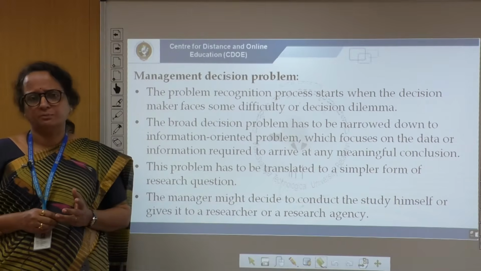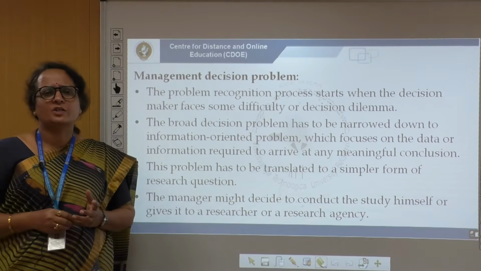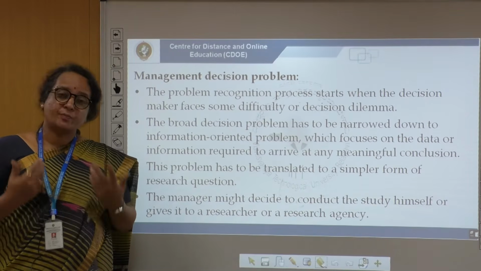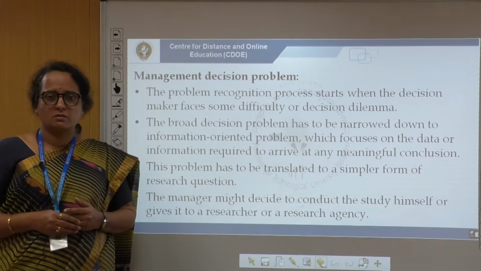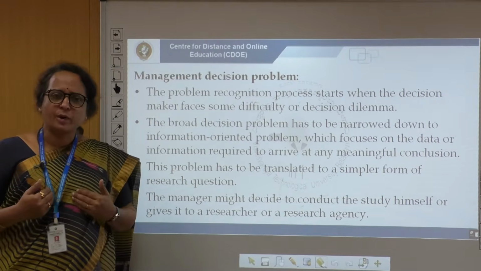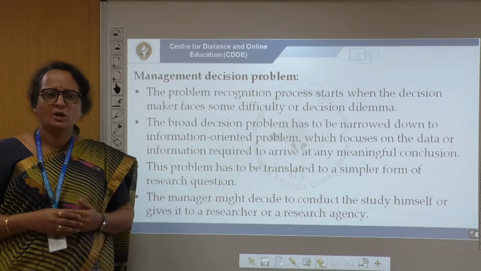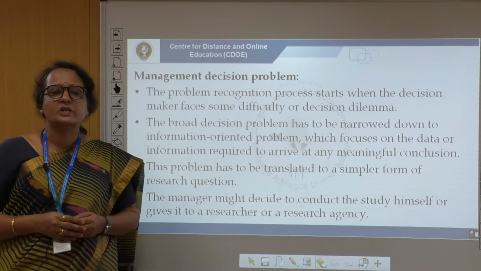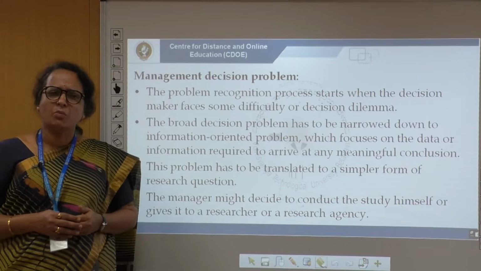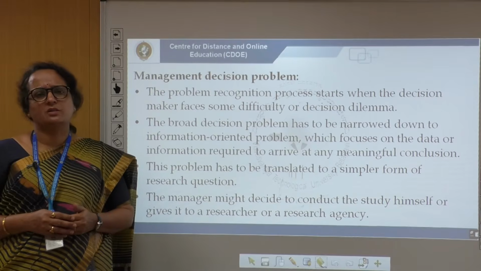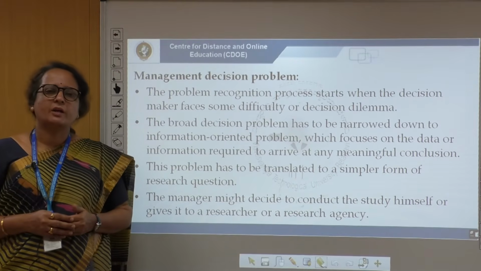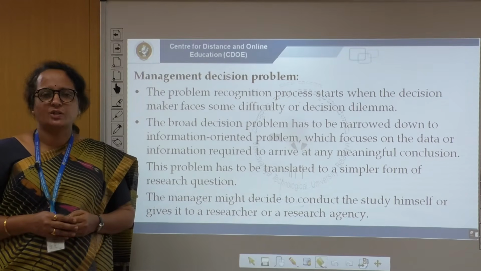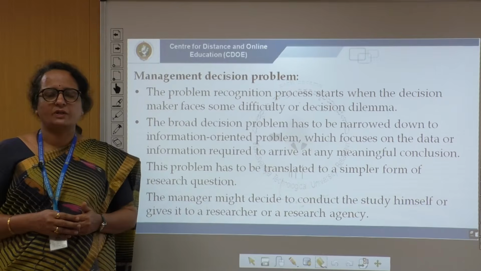If the problem is a simple one, with mere information collection from within the organization, and he is able to solve that problem, then it is okay. Or else, if the problem is really critical and he is not able to solve it on his or her own, then the manager or the management will hire an outside research agency for solving the problem. In most business decision situations, the problem will be solved by using an outside research agency.